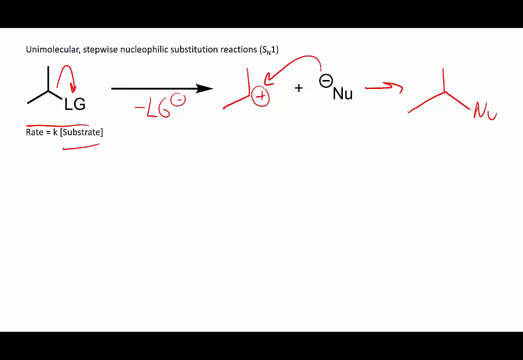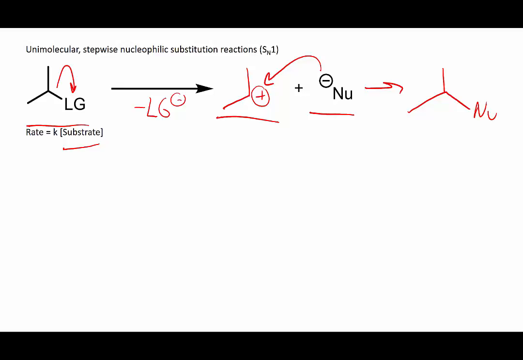Another way to think about this is the nucleophile with a negative charge attacking a positive carbocation is so favorable that this second step is so fast it doesn't have any impact on the rate. So let's go through and draw intermediates for this reaction as well.